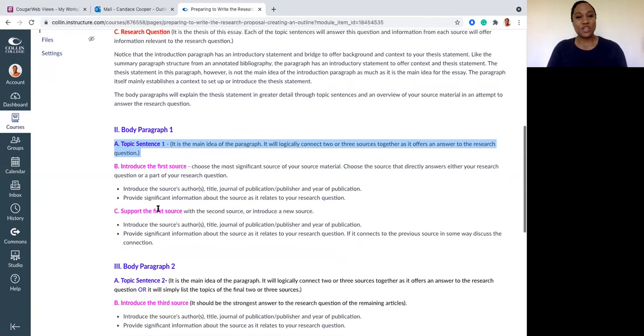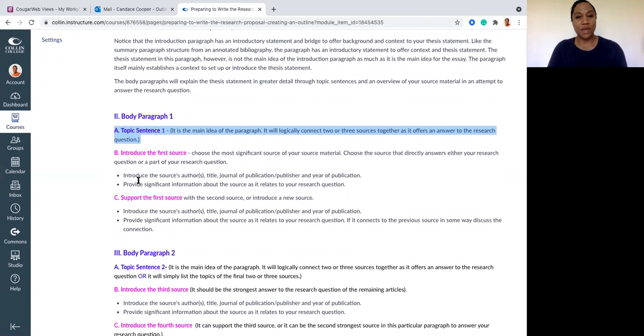All right. So this is relative to what we're doing for the annotated bibliography because of the way that it's structured. So you're going to introduce your first source, which is going to be the first article. Keep in mind, look at this, introduce the author's title.